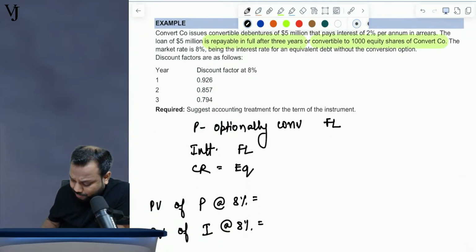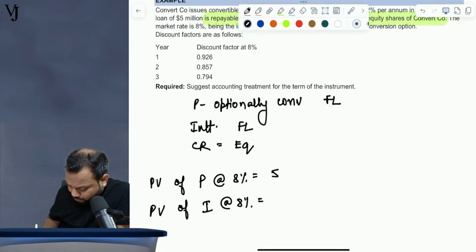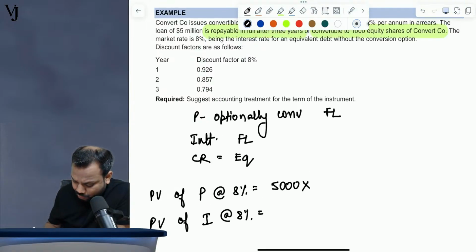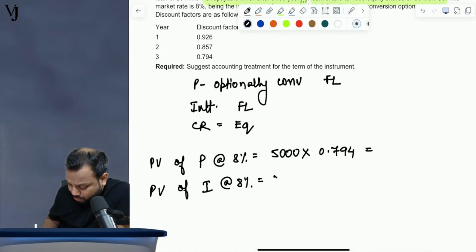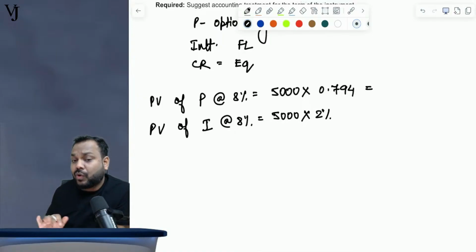What is the principal? 5 million. I'm taking the amount in thousands. So 5 million in thousands is 5,000, multiplied by the discount factor at 8% at the end of the third year, which is 0.794. This is the present value. Now, interest is how much? 5,000 multiplied by the interest rate of 2%. This is the interest that has to be paid every year for 3 years.